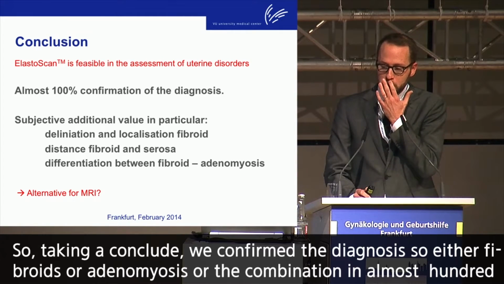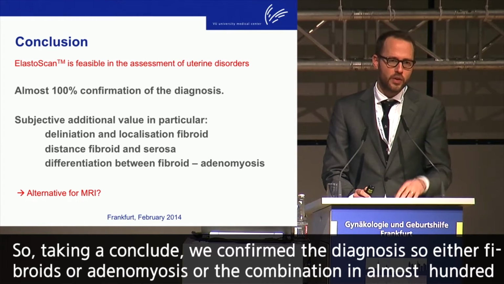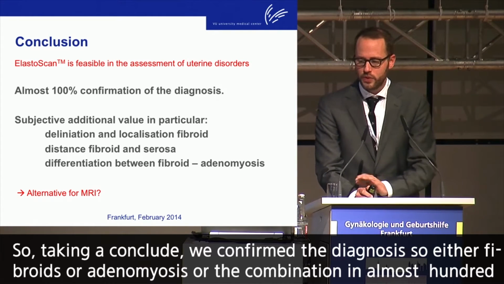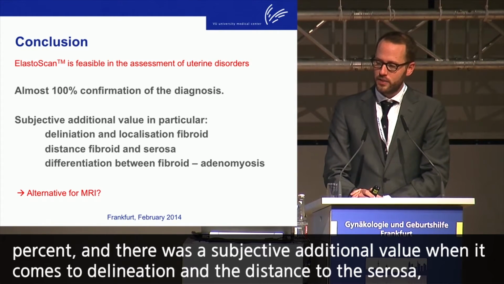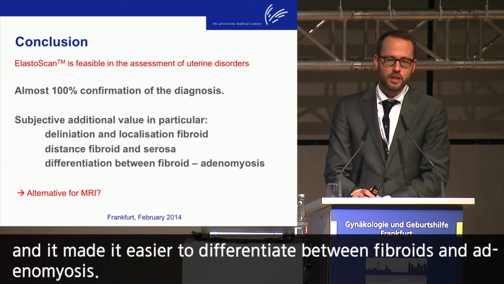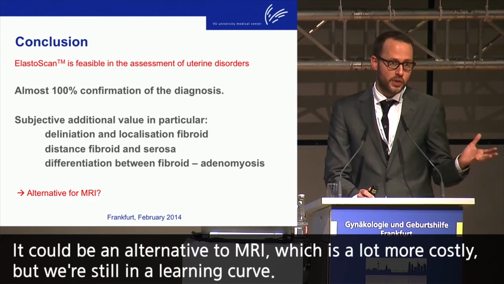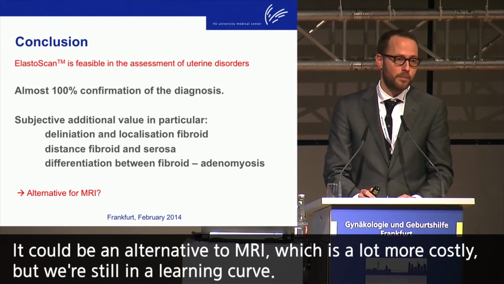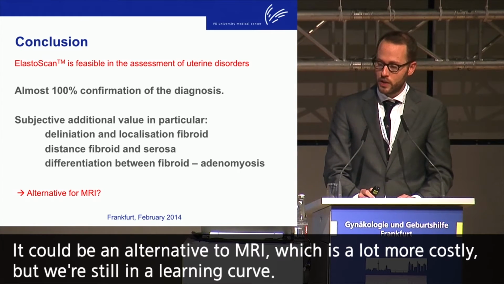So to conclude, we confirmed the diagnosis, so either fibroids or adenomyosis or the combination in almost 100%, and there was a subjective additional value when it comes to delineation and the distance to the serosa, and it made it easier to differentiate between fibroids and adenomyosis. Could be an alternative to MRI, which is of course a lot more costly.